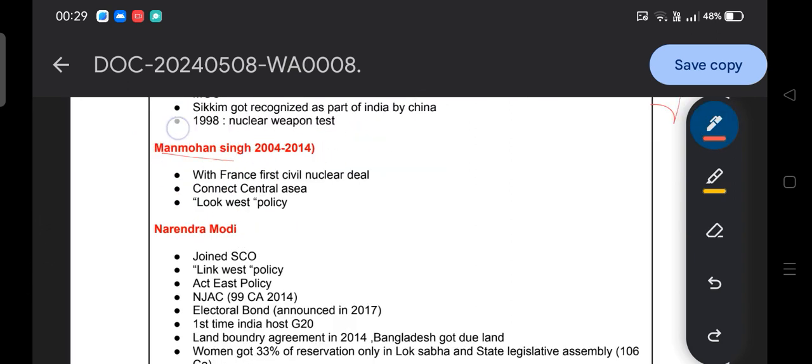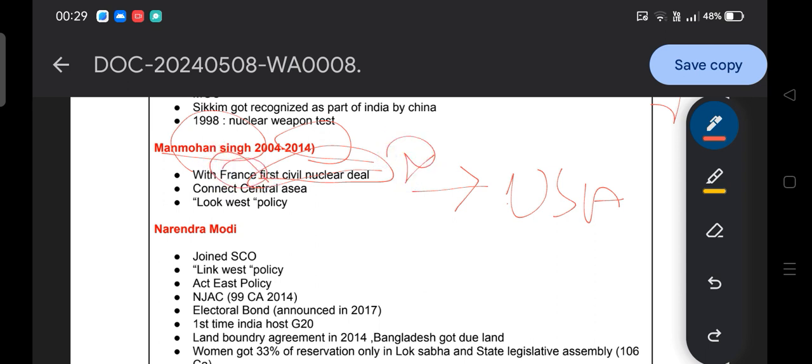Then coming to Manmohan Singh, 2004 to 2014, with the France first civil nuclear deal. We all know the civil nuclear deal with the USA, but the first civil nuclear deal was held by India with France. So the France and India civil nuclear deal was the first. Do remember that.